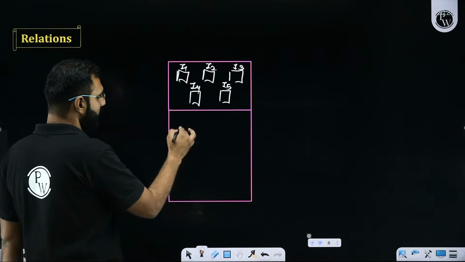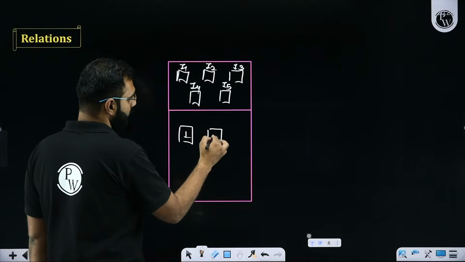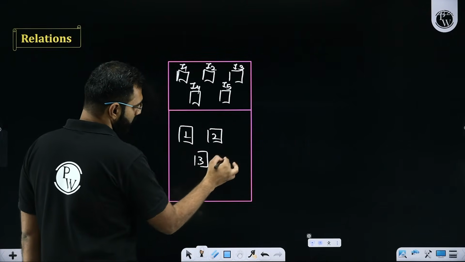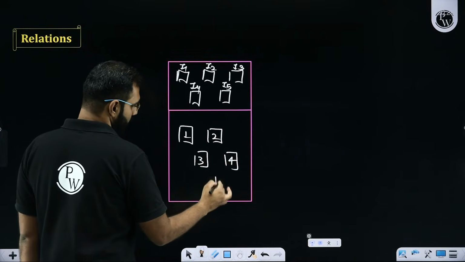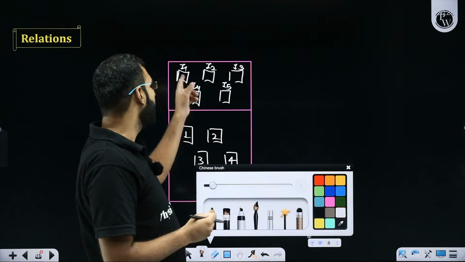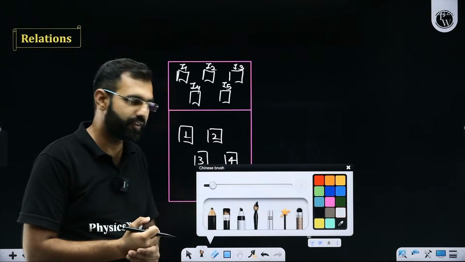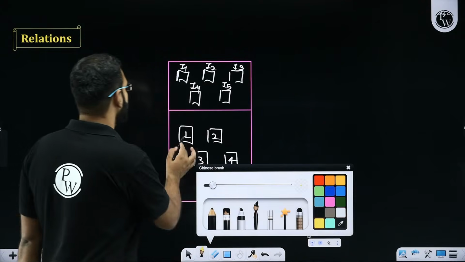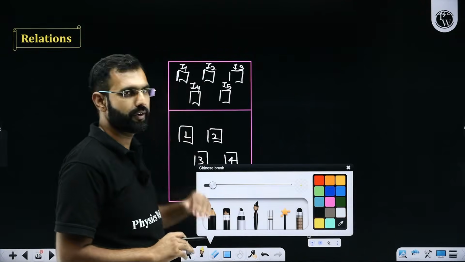So there are buttons given to us: button number 1, button number 2, button number 3, button number 4, and button number 5. When you press a button, it should give me that item out of this vending machine, yes or no? So if I'm pressing button 1, I should get item 1. If I'm pressing button 2, I should get item 2.